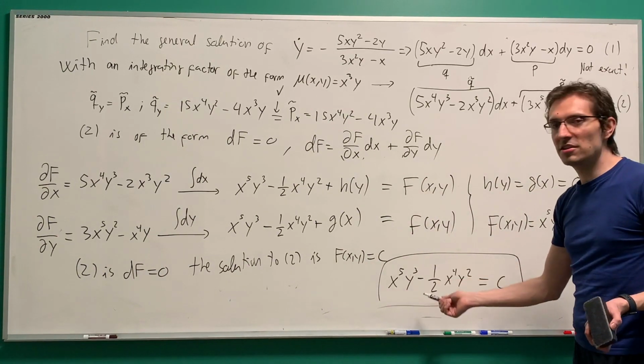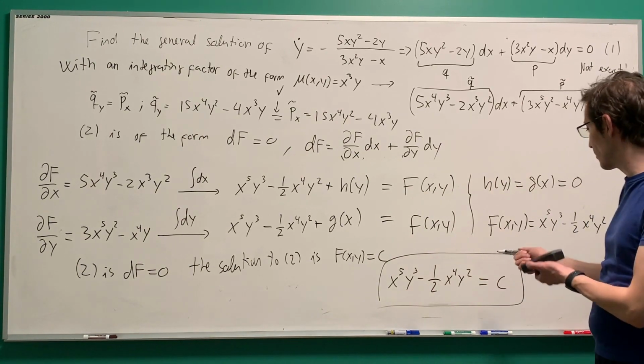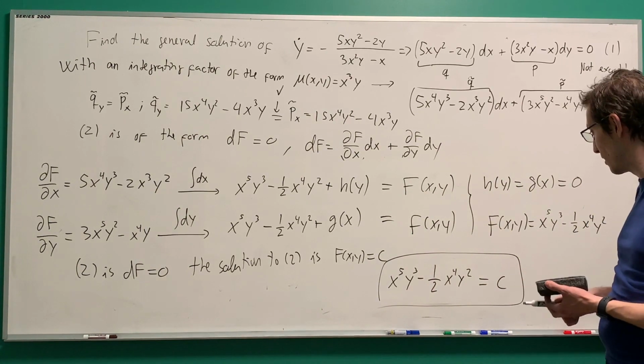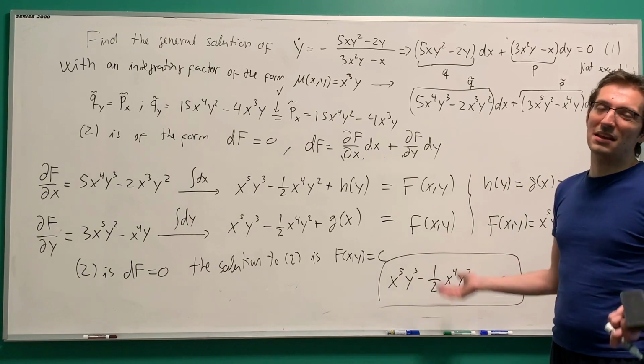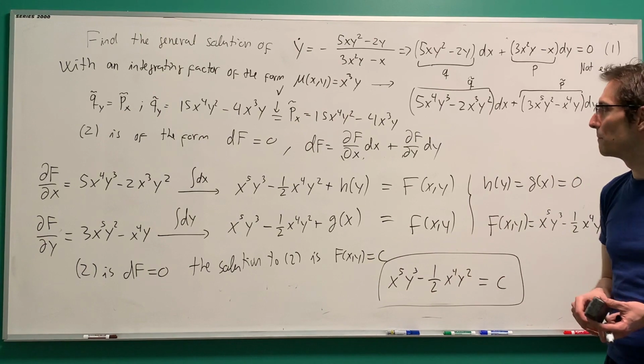Now, this is a cubic equation. In principle, you can solve for it. Just solve for y as a function of x. You can do it, that's no problem. But if it's a cubic equation, it's fine. If you leave it in implicit solution, it's totally fine.